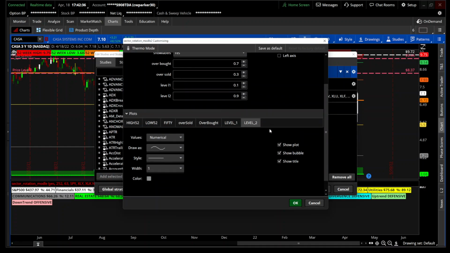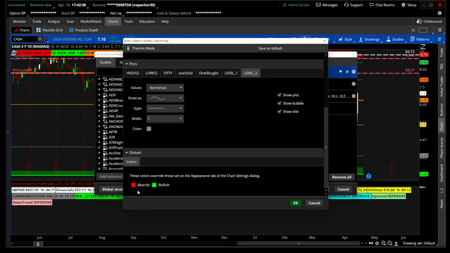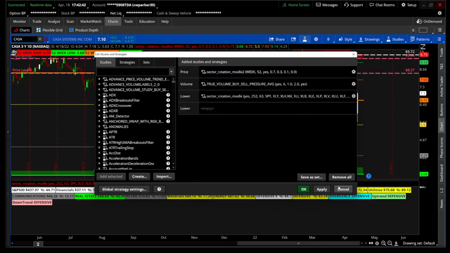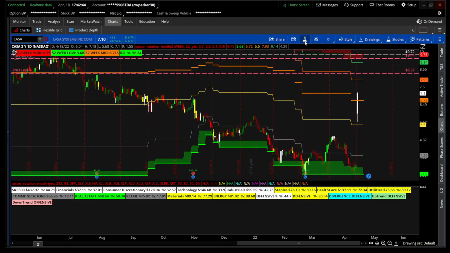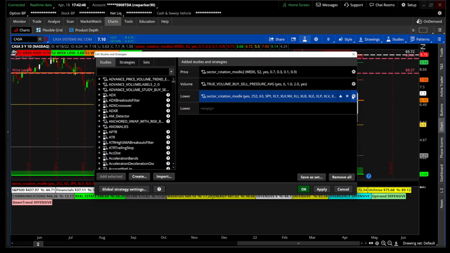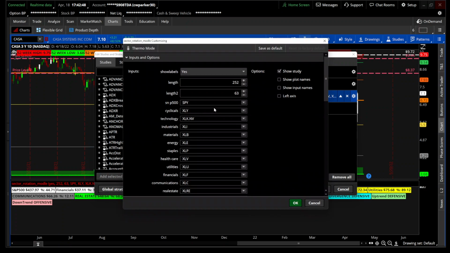You can change all of that. You can come down here. If you don't like the green and red, you can change all that stuff as well. With the actual indicator, you can use SPX right here instead of SP 500.